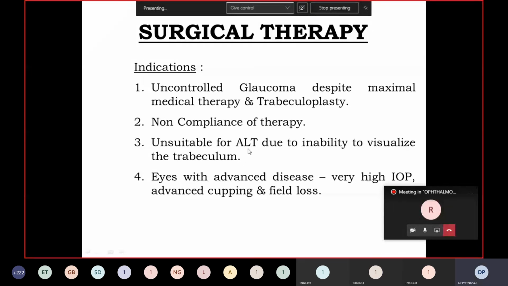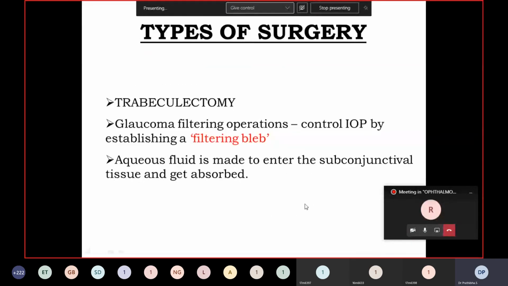And then for eyes with advanced disease, we can directly go ahead and do surgery instead of wasting time in medical therapy. Very high IOP, advanced cupping and visual fields, we prefer surgical therapy. So what are the surgeries which are recommended? Types of surgery: trabeculectomy. This is the commonest and the standard method for primary open angle glaucoma.